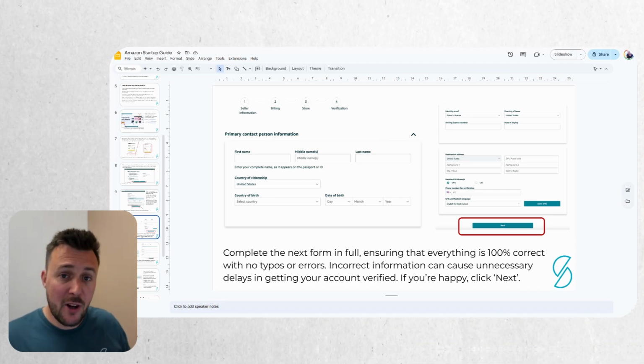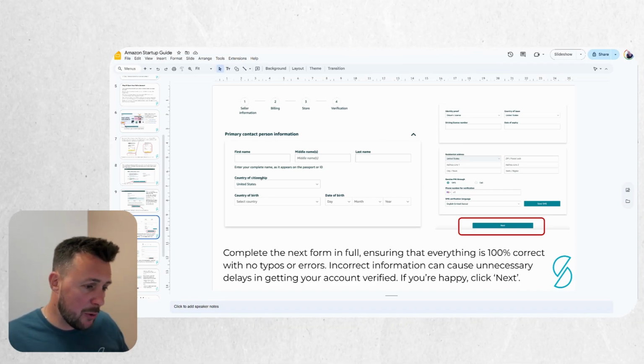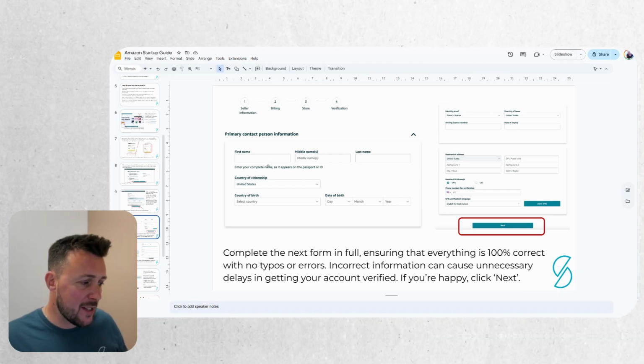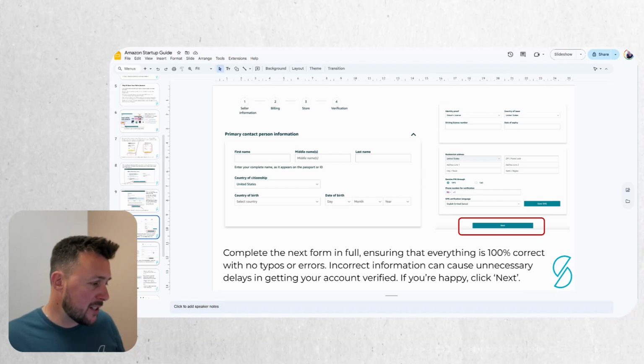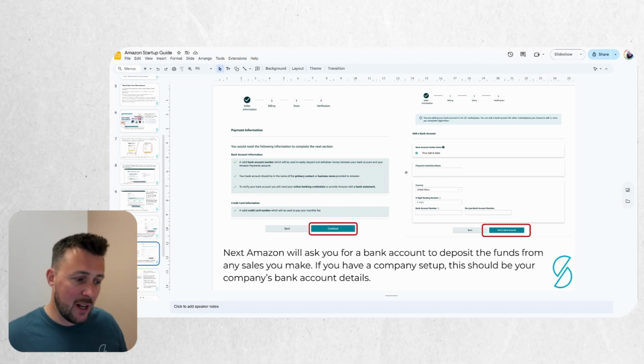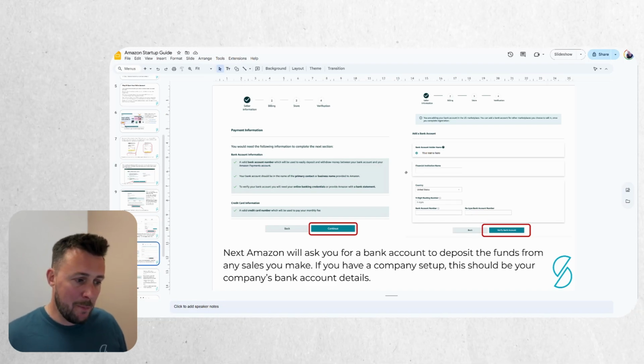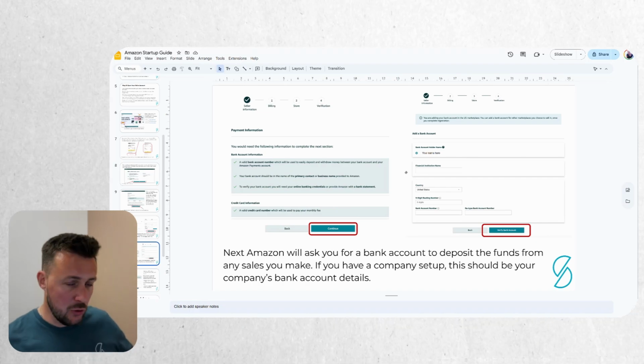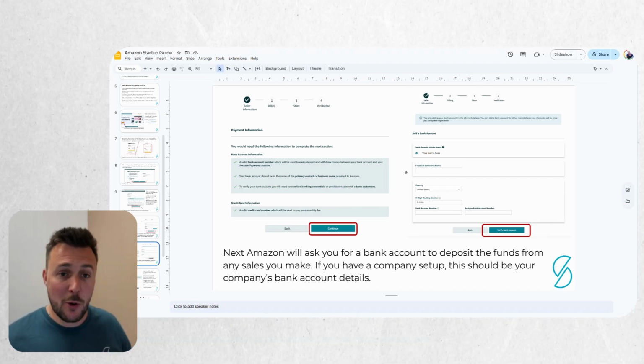So you're going to want to provide all that information again step by step. Just provide your government ID information, your first name, last name, middle names, address, all that good stuff, and proceed to the next step where they're going to ask for your bank statement or your bank details. So this is the bank account that you're going to get paid out into. So when you do make sales and profits, Amazon wants to know, where should we send the money to?